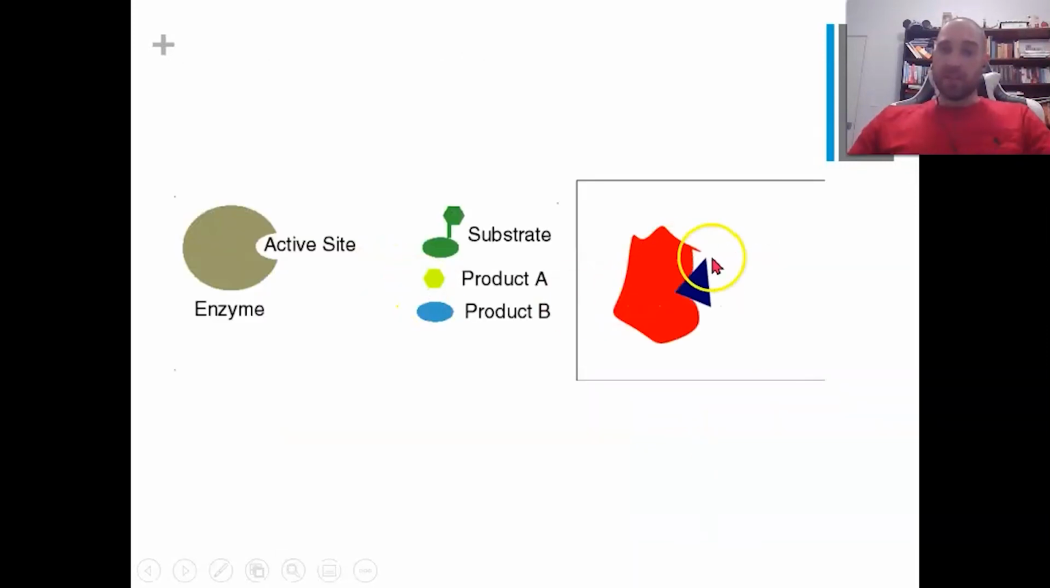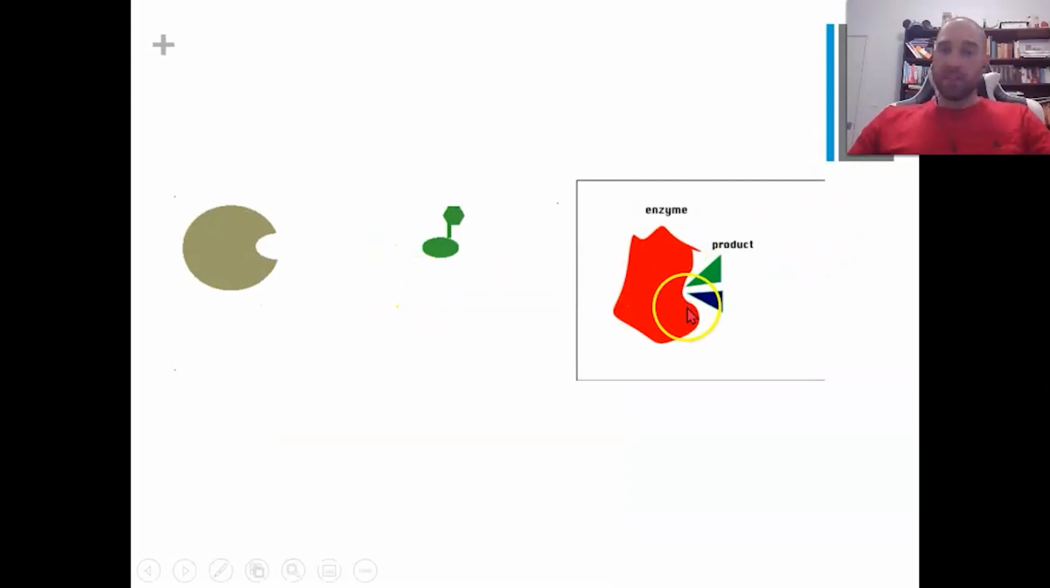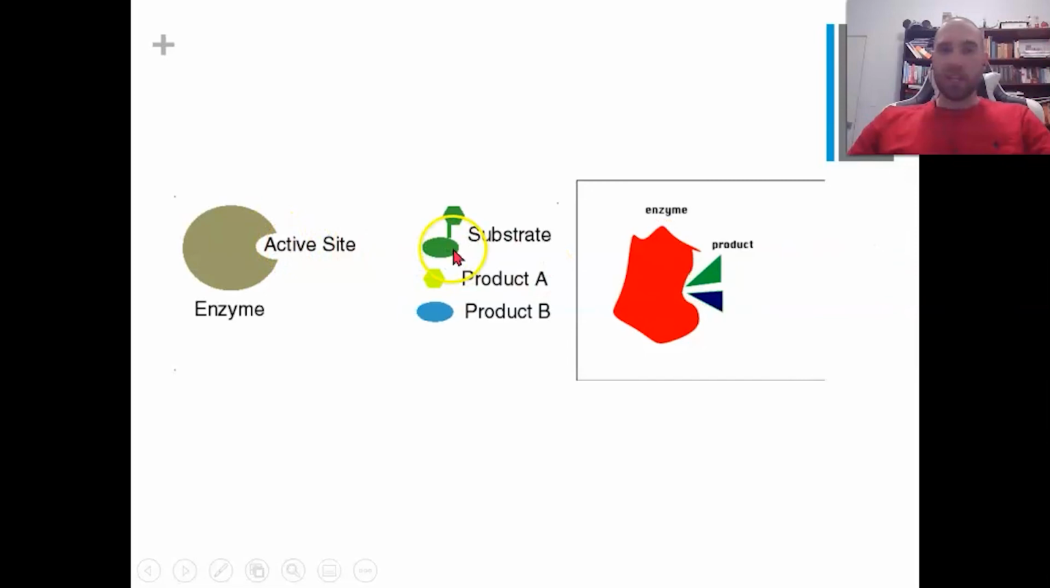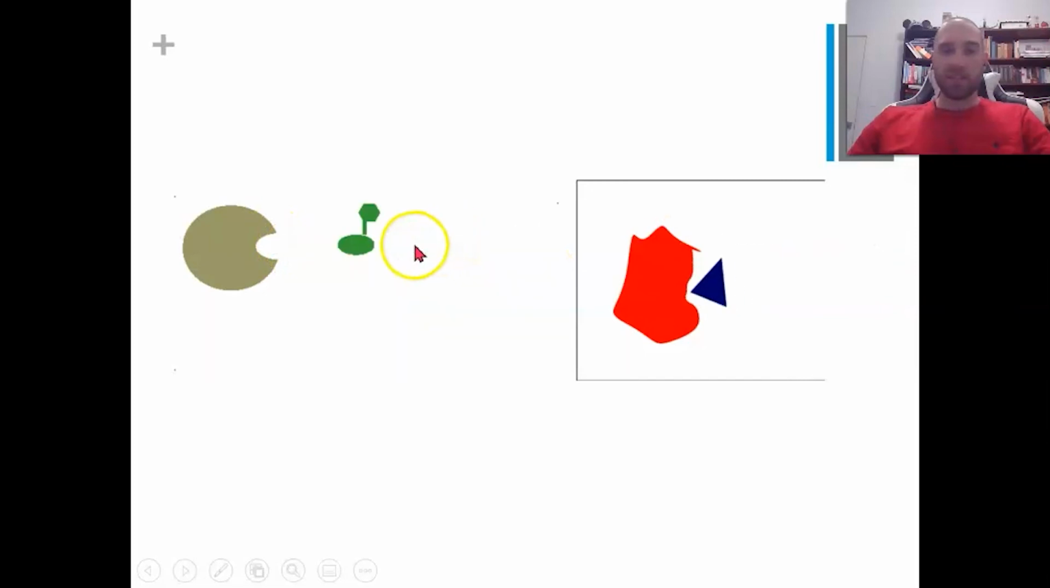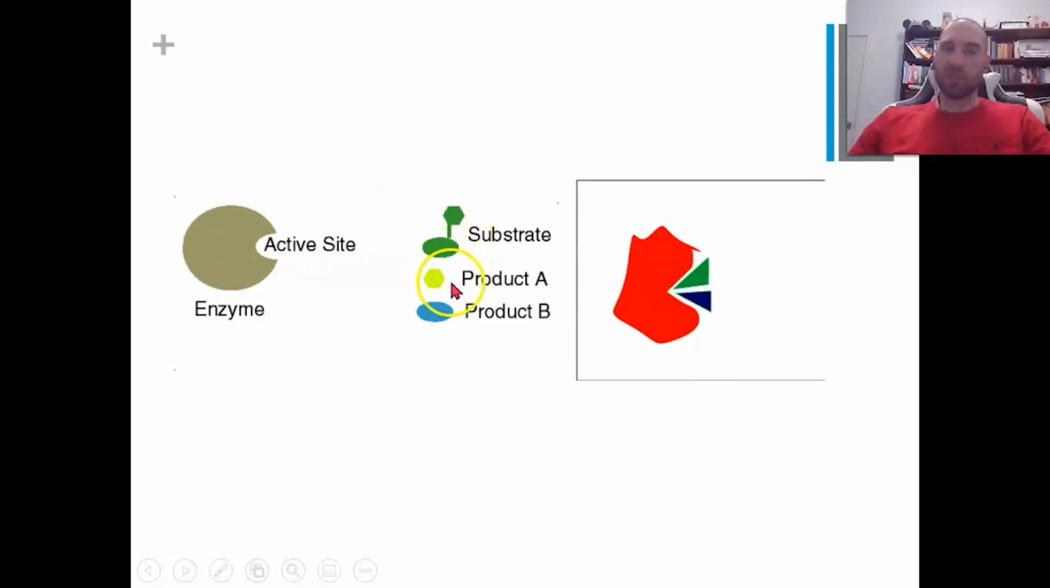So here's some animations. Here we have our substrate, here we have our enzyme. We can see our substrate goes in, that changes the shape of the active site a little bit, and we get our products being produced. Over here, same idea. So here's our substrate. It's going into the active site. The active site is changing shape a little bit. That puts stress on some bonds, and that produces our products over here.